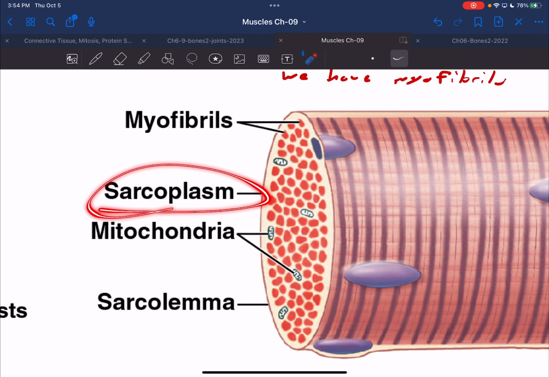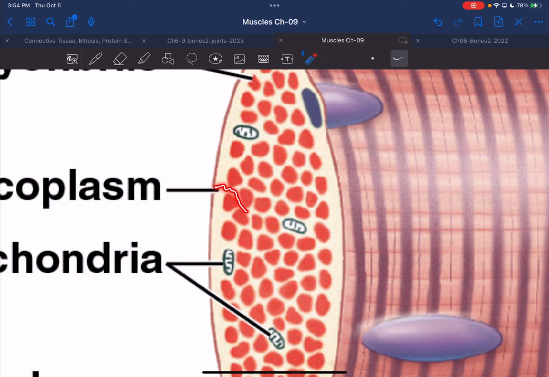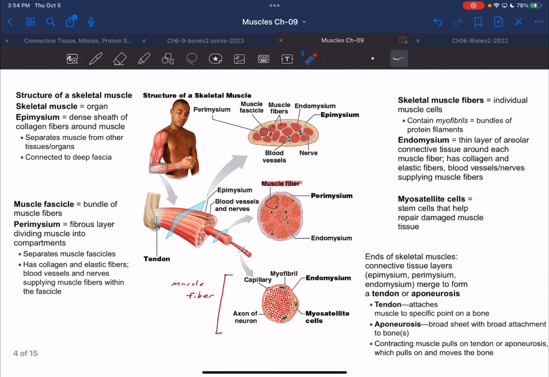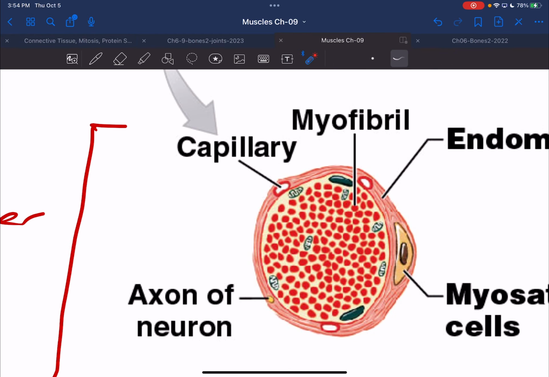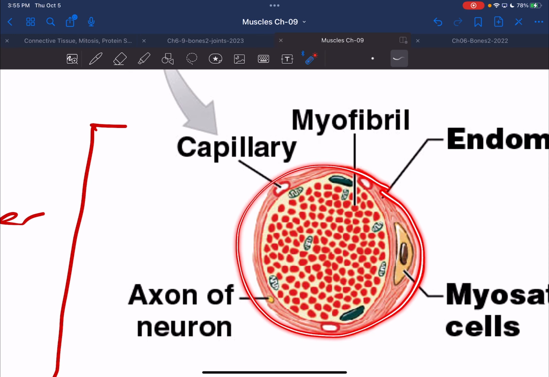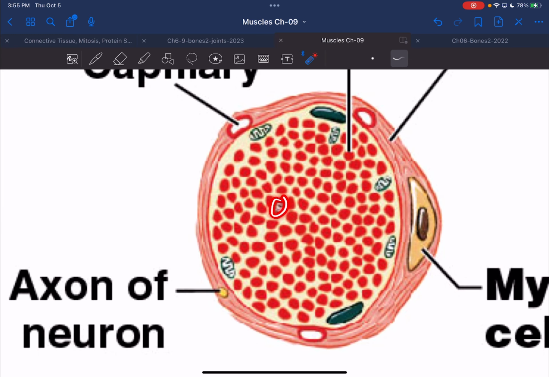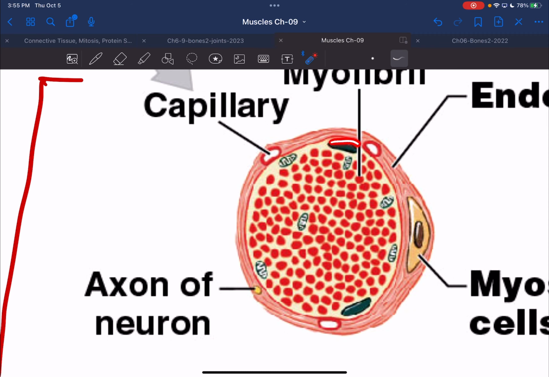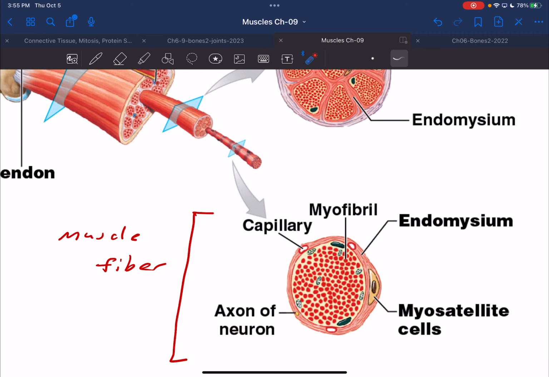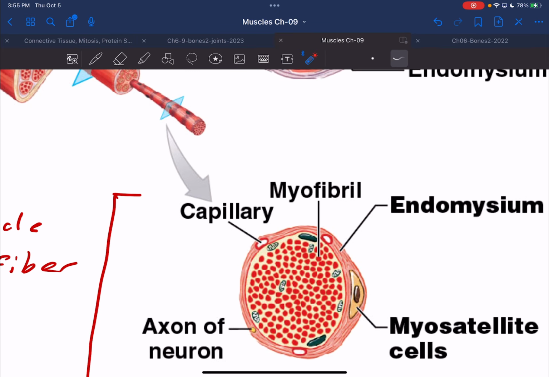The sarcoplasm is the cytoplasm in between all of this space. Sarcoplasm, cytoplasm, same thing. All right. And as we move on, we can see that these are the same structures. The myofibrils are all those little cylinders. They're all sitting within the muscle fiber. You can see the mitochondria, bless you. You can see the nuclei on the edges. Now we're zooming out. We're getting larger.